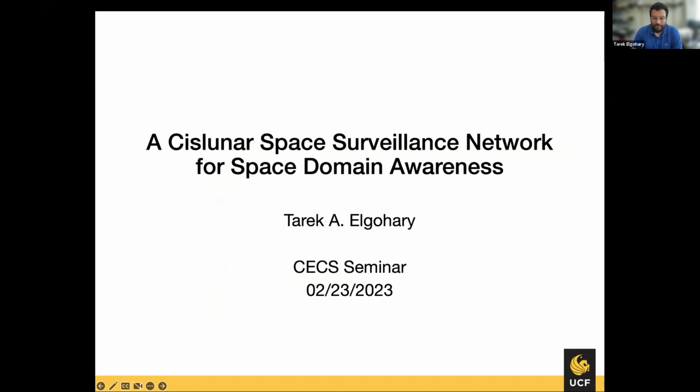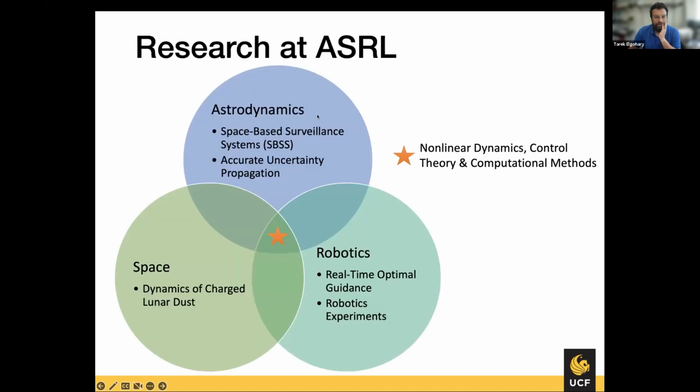As Justin highlighted, I'm an assistant professor at the MAE department, and my research is in astrodynamics, space, and robotics. So a quick overview about my lab, if I can switch slides, yes. We do research in three main areas.